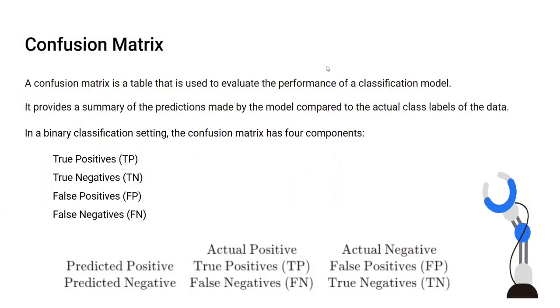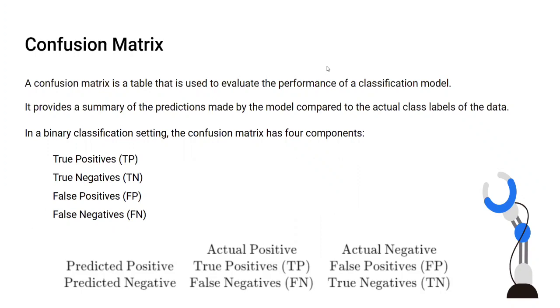Confusion matrix. A confusion matrix is a table that is used to evaluate the performance of a classification model. It provides a summary of the predictions made by the model compared to the actual class labels of the data. In a binary classification setting, the confusion matrix has four components: true positives, true negatives, false positives, and false negatives.